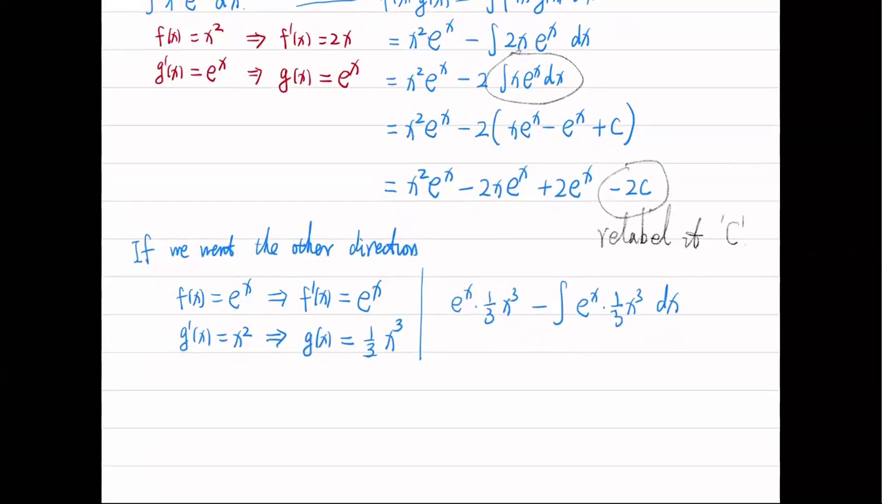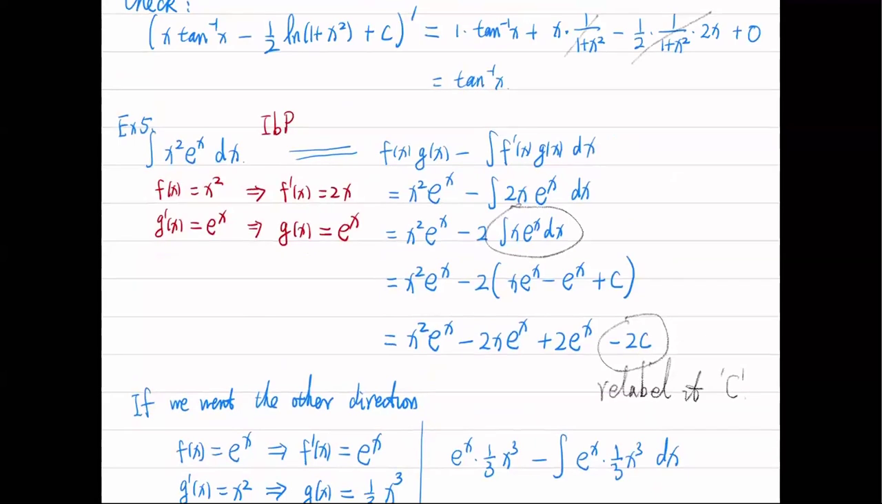And Sophia, any questions about this integration by parts? No. Okay, so you have more practice about this. More practice will help to see which is the right direction. The right direction is always something simpler, not something more complicated. That's the key point of this integration by parts. You want to convert something complicated to something easier.